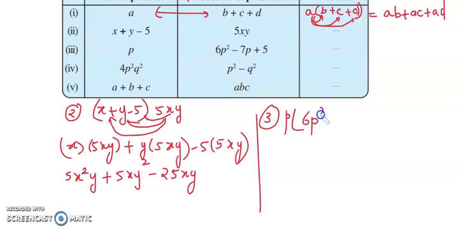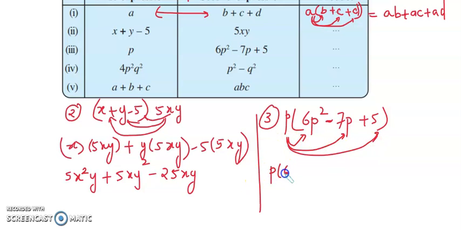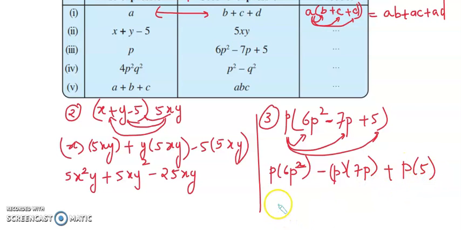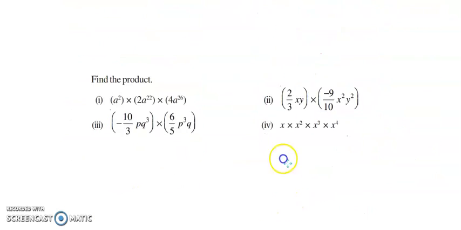Third one, p multiplied by 6p square minus 7p plus 5. The p will be multiplied with all the 3. So p multiplied by 6p square, minus p multiplied by 7p, plus p multiplied by 5. So you get 6p cube minus 7p square plus 5p. The last two are your own practice. You'll do those sums. Let's take the next one.